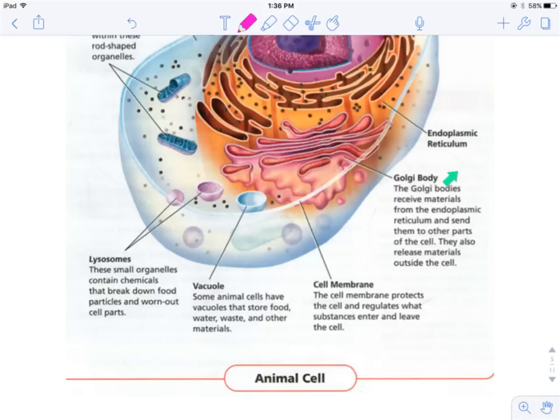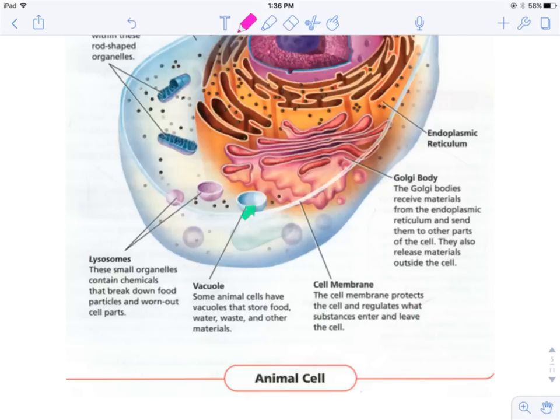The Golgi body, which plant cells also have, is located here, and the Golgi body receives materials from the endoplasmic reticulum and sends them to other parts of the cell. They also may release materials outside of the cell. We can again see the cell membrane, and we can think of that like the screen door, the screen window. It helps regulate the substances that can enter and leave the cell.